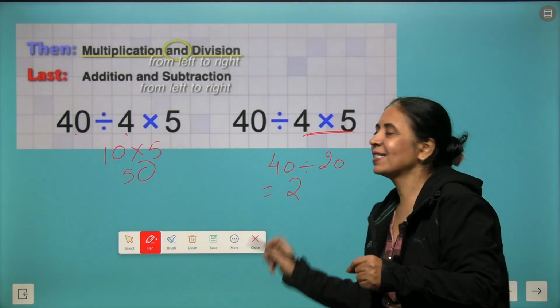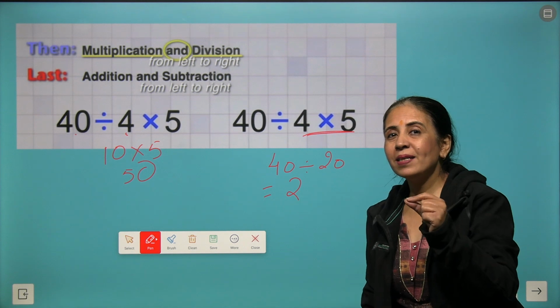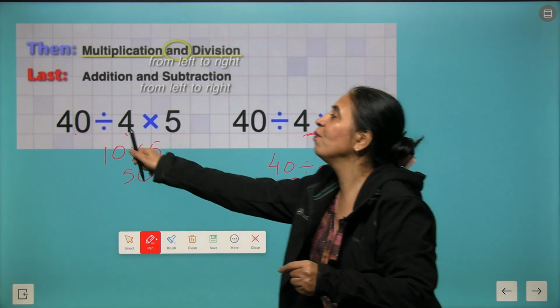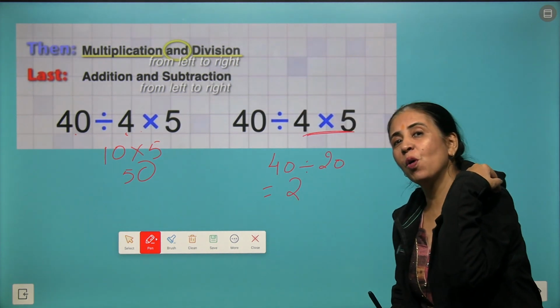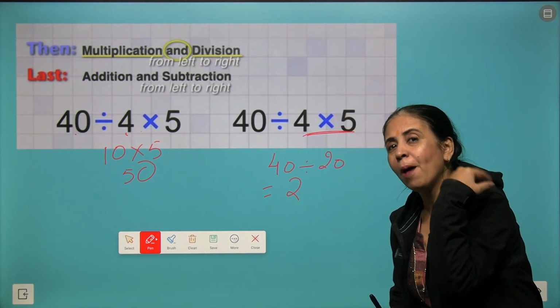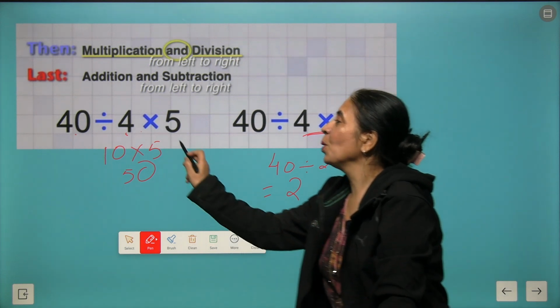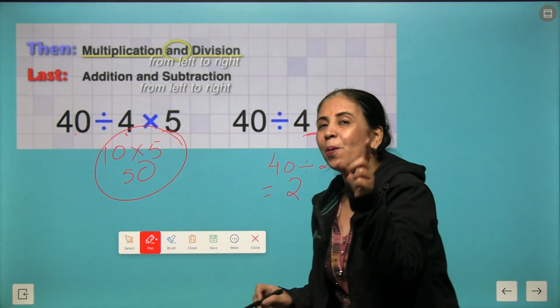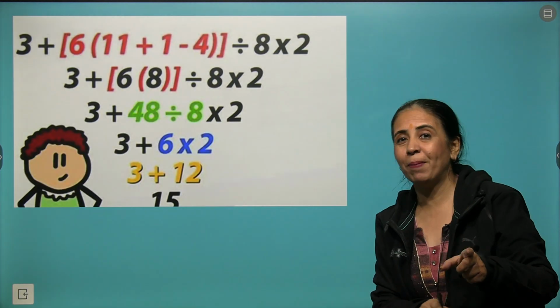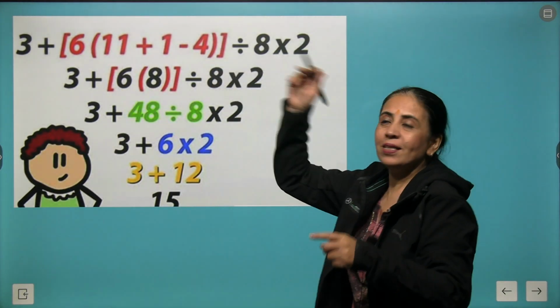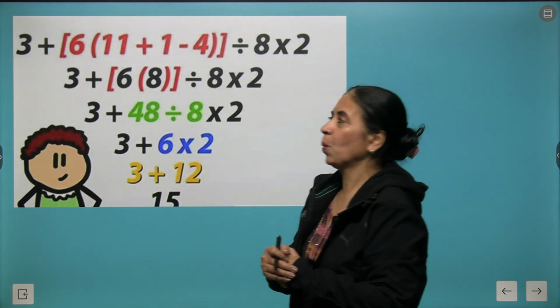Now who is correct? BODMAS says if we have multiplication and division on the same flow, we must start from left to right. So this one is your right answer. That makes you a smarter mathematical student. Let's try one more question over here.